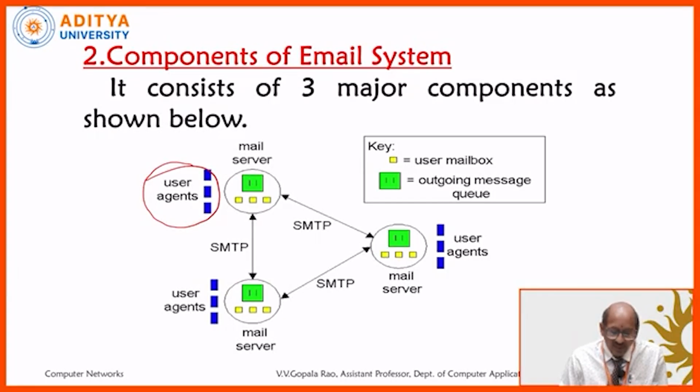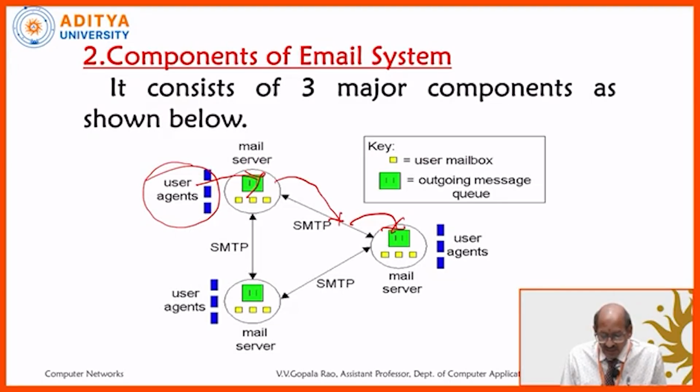Let us say the user agent is going to generate a mail, and that mail will be transmitted to the local mail server, and it is going to pass the information to the SMTP. Through SMTP, it is going to go to the mail server on the other side. Let us imagine that the mail is addressed to the user agent on this side, which is indicated by the arrow mark.